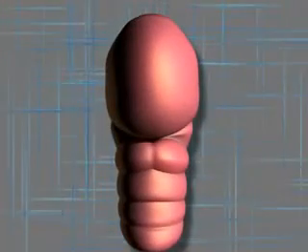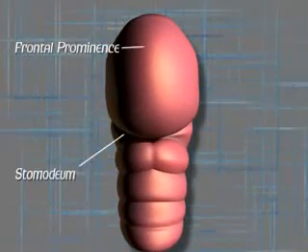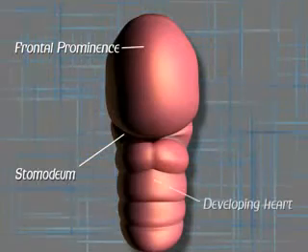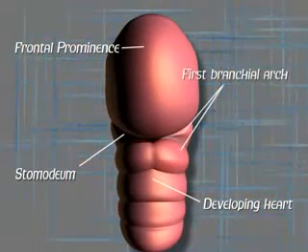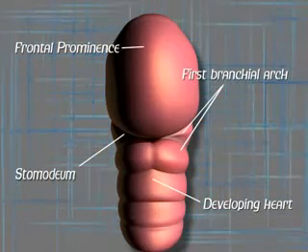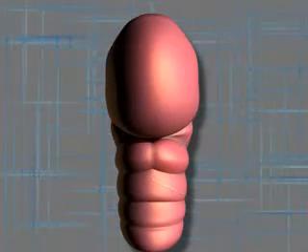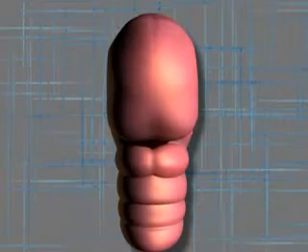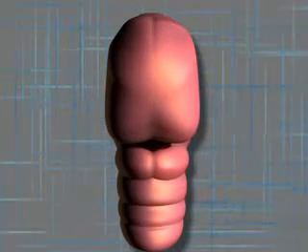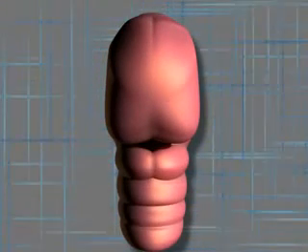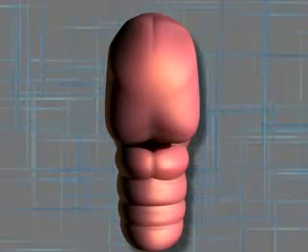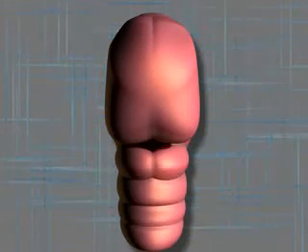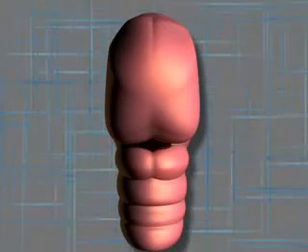The primitive stomodium is at first bound by the frontal process rostrally, caudally by the developing heart, and laterally by the first branchial arch. With spread of the arches mid-ventrally, the cardiac plate is eliminated from the stomodium, and the floor of the mouth is formed by the epithelium covering the mesenchyme of the first, second, and third branchial arches.